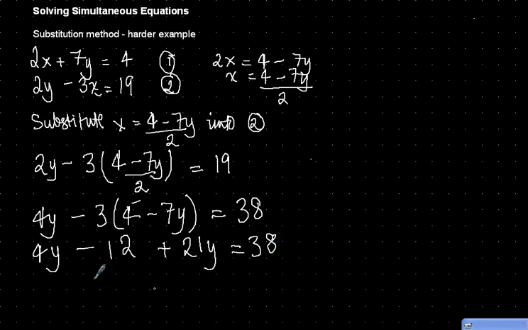I'm going to group the y's together, which gives me 25y. Move the 12 over to the other side, and I have 38 plus 12 is 50. And to get the value for y, I divide 50 by the coefficient of y. 50 divided by 25 is 2. So this is my value for y.